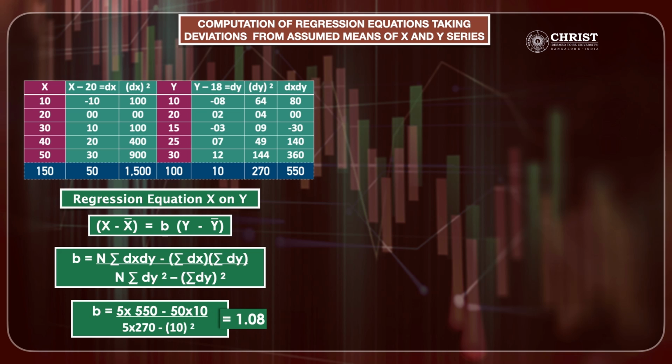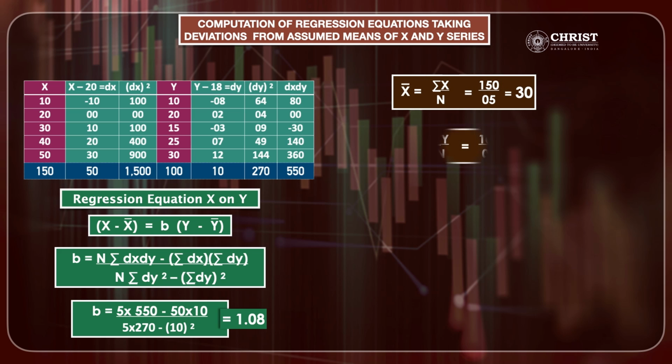Now, the actual mean of x series and y series you have to calculate, that is sigma x divided by n and sigma y divided by n. You will get 30 for x series and 20 for y series. Now, you have to substitute the values in the equation. Always remember that when you are calculating regression equations, it is the actual mean. It's not the assumed mean that we use for computation. Usually students make this mistake.